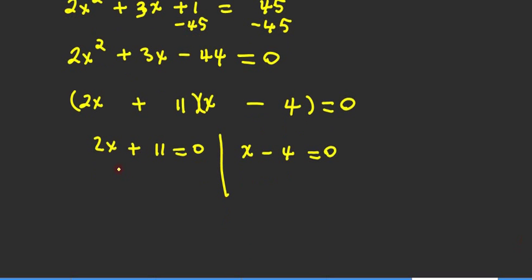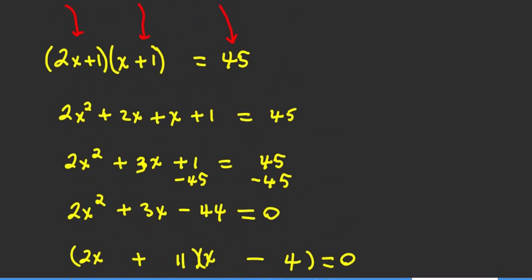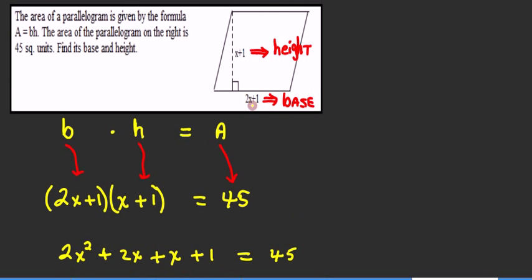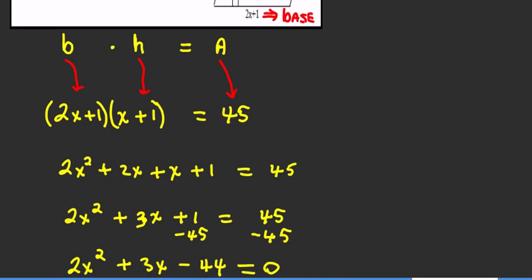And when we do that, we find that, well, here we're going to subtract 11 from both sides. So if 2x is equal to a negative 11, x is equal to a negative 11 halves. And over here, add 4 to both sides, so we get x is equal to 4. Alright, now how is this helping us solve the original problem, which was what's the base and the height? Well, the base is 2x plus 1, and the height is x plus 1, so we would take these values of x and plug them in.